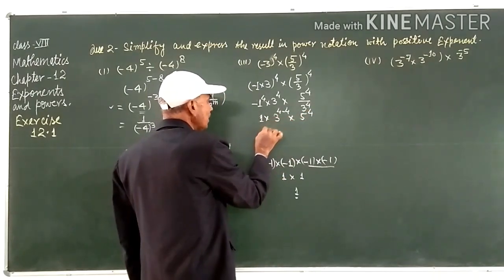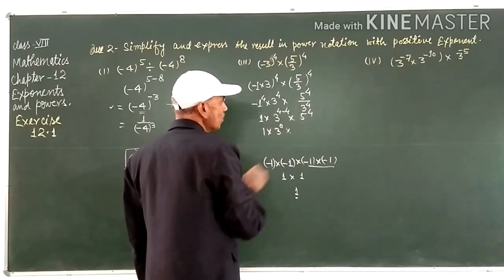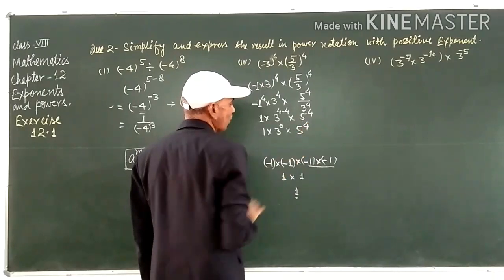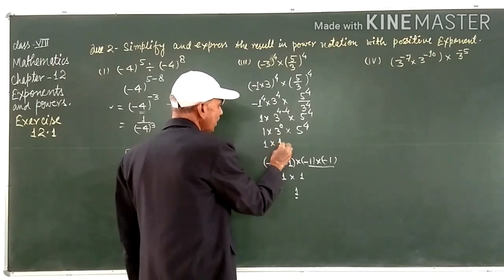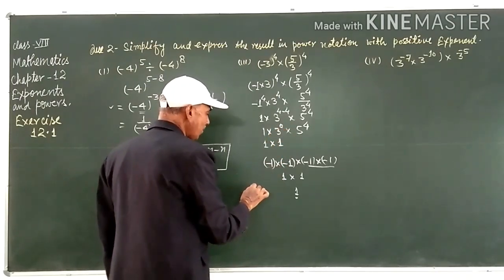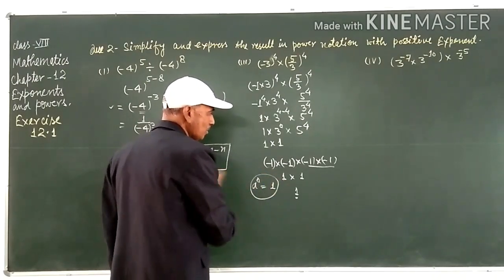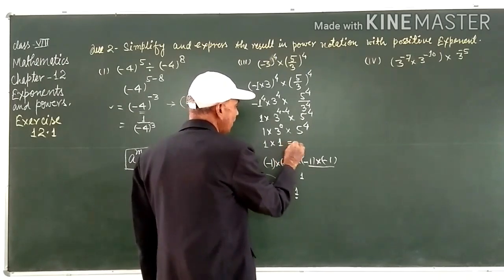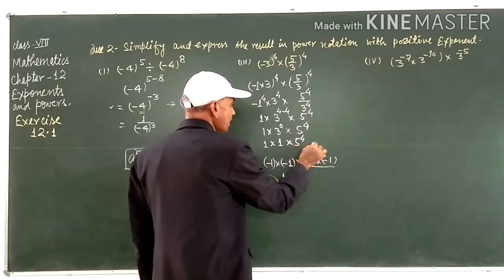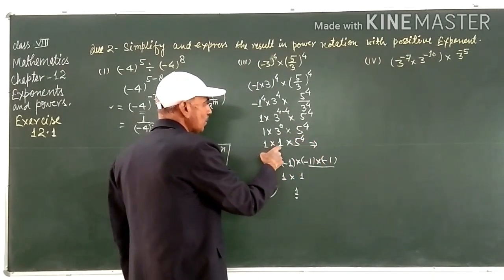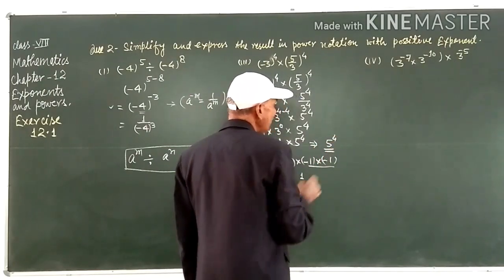So this one, 1 into 3 to the power 0 into 5 to the power 4. So this one will be 1 into 1, because a to the power 0 means 1. Clear, student? This is the rule. And now it will be into 5 to the power 4 is equal to 1 into 5 to the power 4, it means 5 to the power 4. This one will be the answer.